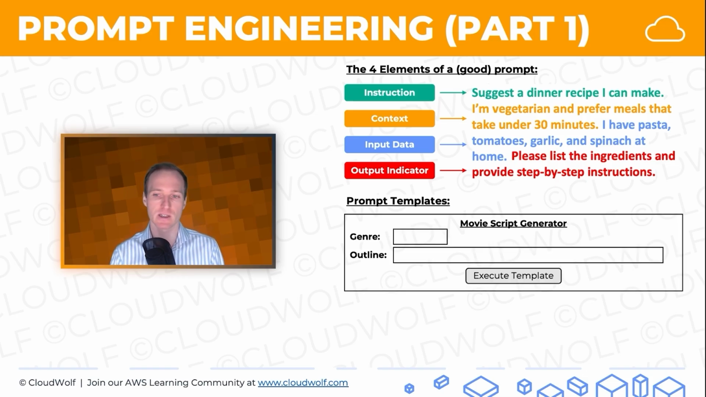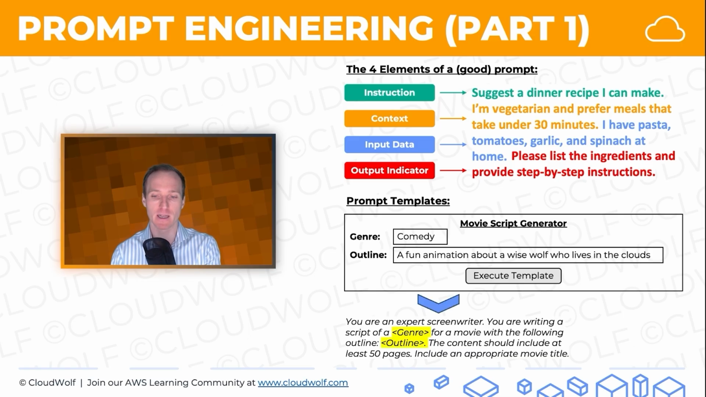So for example, here's a template. It's a movie script generator, and all the user needs to input is the genre and the outline. For example, we input comedy, and the outline is a fun animation about a wise wolf who lives in the clouds. Then they click the execute template button, and in the background there's a prompt template that gets amended with this information.